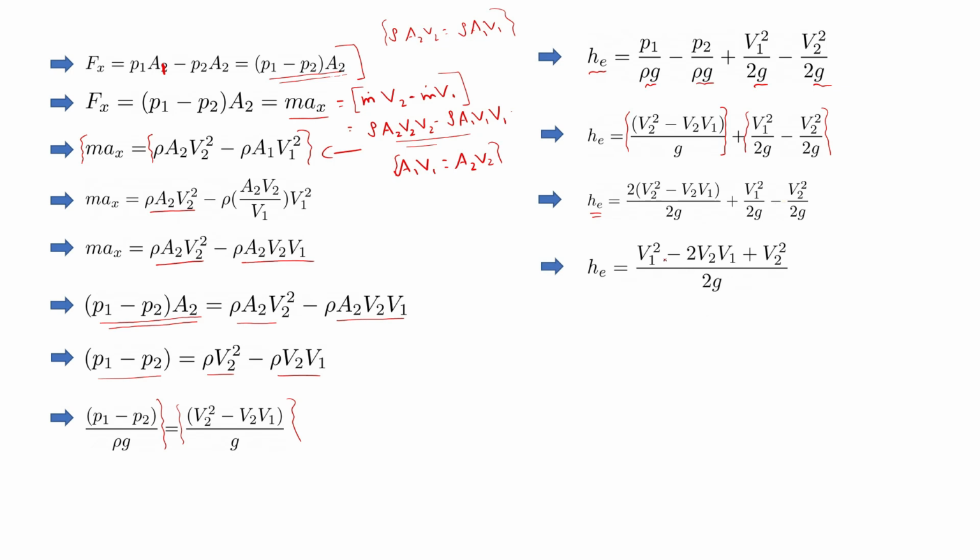And this head loss is equal to (v1 square minus 2 v2 v1 plus v2 square) by 2g. If you simplify this, it is equal to (v1 minus v2) the whole square by 2g. So this is the head loss due to the sudden enlargement in the pipe. This is the formula for calculating the head loss: (v1 minus v2) the whole square by 2g.